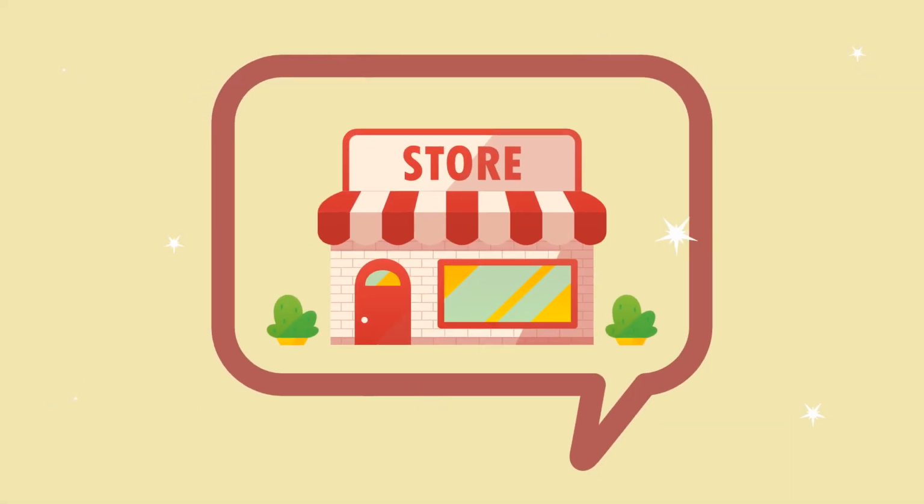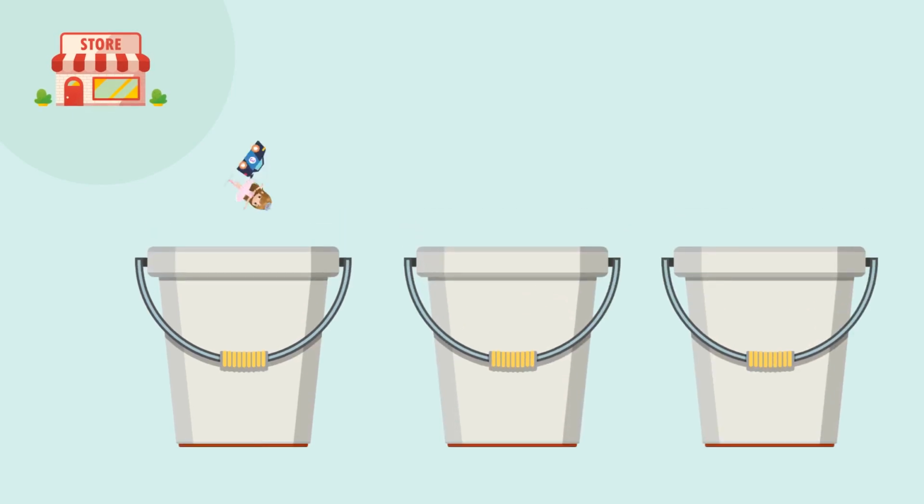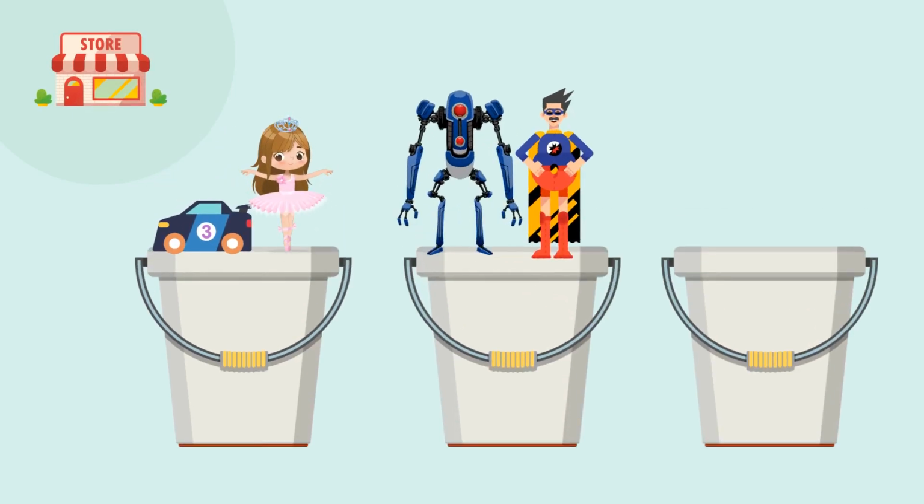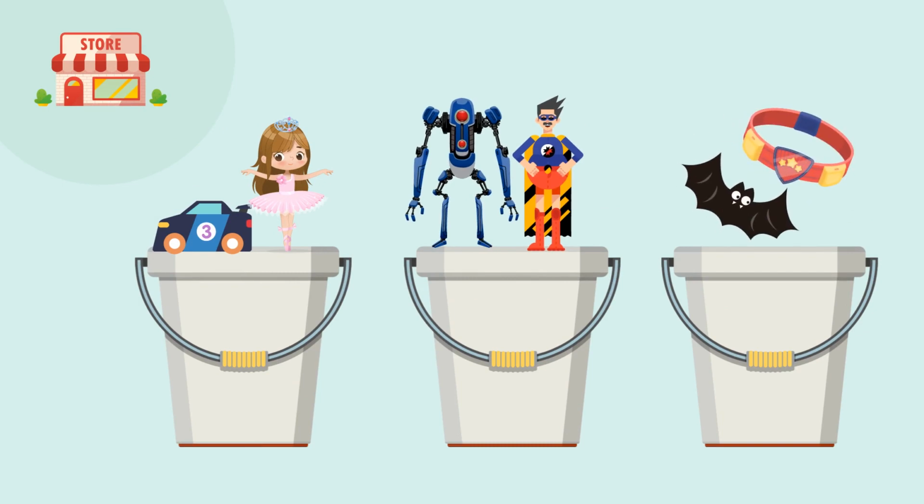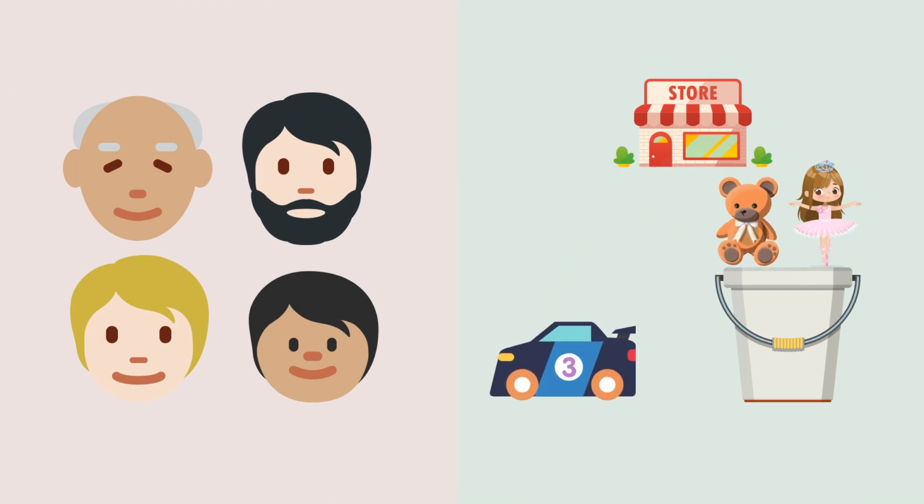Imagine there's a magical toy store in your neighborhood. This store has several buckets. Each bucket has two kinds of toys: cars and Barbies in one, Transformers and Superman in another, Batman and Captain Marvel in a third, and so on. Anyone can go to the store and swap one toy for another within a bucket.